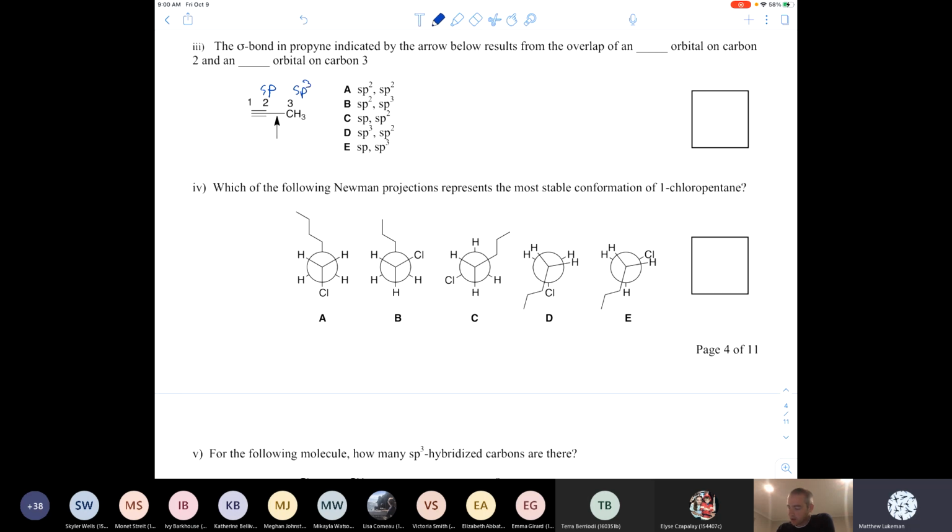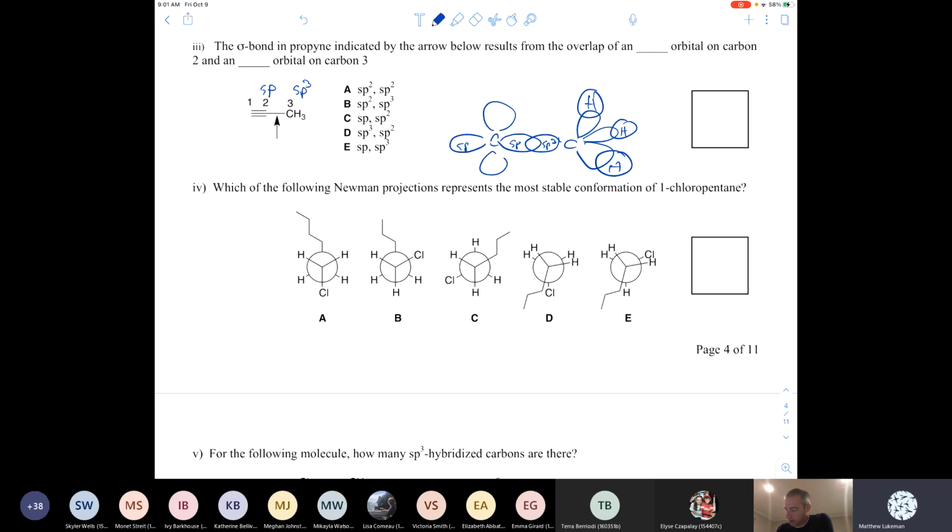So what happens for carbon 2 is the carbon, it has an sp that way and an sp that way. It's overlapping with one of the sp3 orbitals on the other side. We have hydrogens with their 1s.